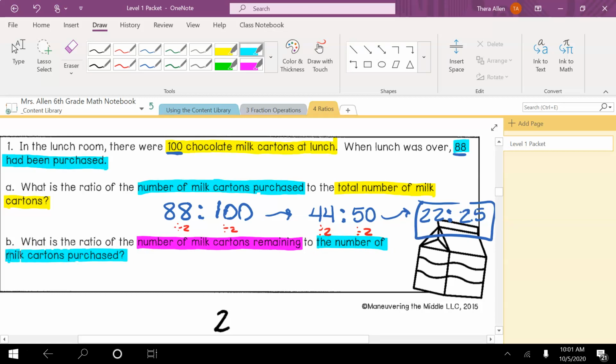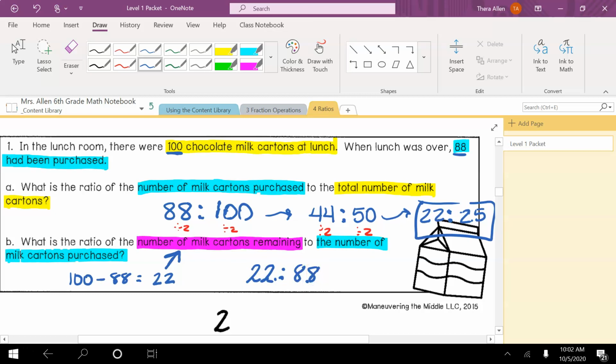Okay, so it did not give me the number of milk cartons remaining, but I'm smart enough to figure this out. I know that there was 100 milk cartons at lunch. Then, when lunch was over, 88 had been purchased. And I want to know how many are left over. So 100 minus 88 gives me 22. So 22 is the number of milk cartons remaining. And to the number of milk cartons purchased is 88.